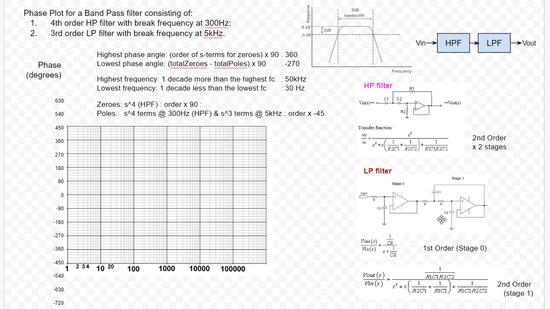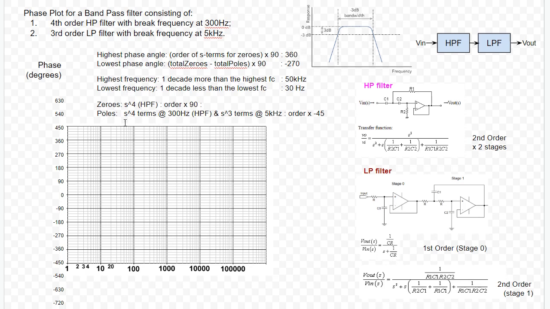All right, so just bear that in your mind, because we need to figure out what is the order of lone S terms of zeros. Well, there are no zeros on the low pass filter side, but there are zeros on the high pass filter side. In fact, there are 4 of them because each second stage is an S squared term. So if you cascade 2 of these, we'll get S to the power 4. So the answer is 4. So the maximum highest phase angle is going to be 4 times 90, which is going to be 360.